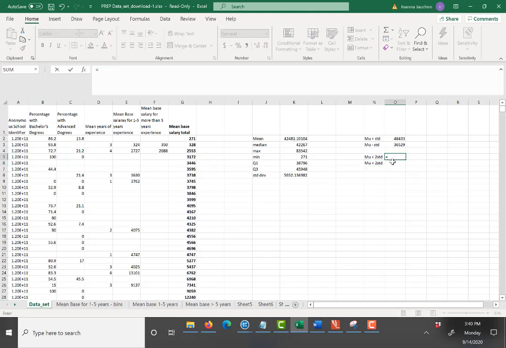And so watch carefully, I'm going to do equal to the mean, 42481, plus 2 times the standard deviation, 5952. And then I'm doing minus 2 times 5952. This should be a minus. That's what I'm doing. And then we'll put these into the Word file. And then the last one is mu plus 3 and mu minus 3.